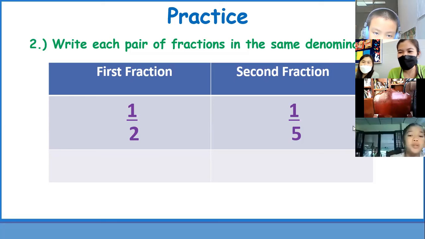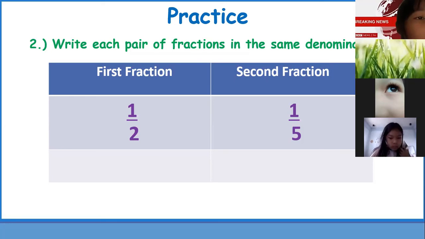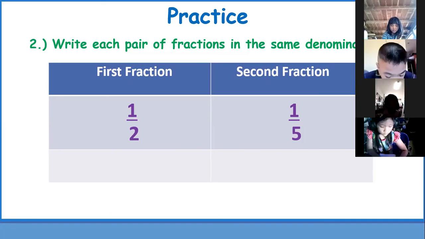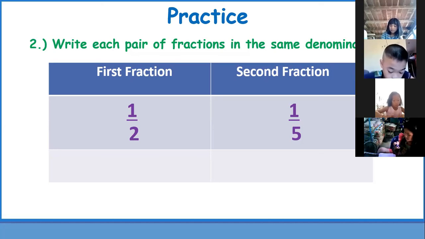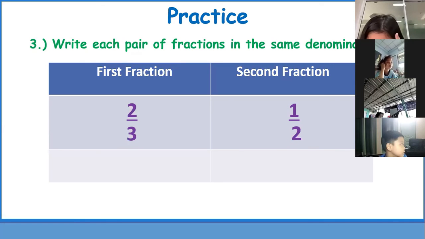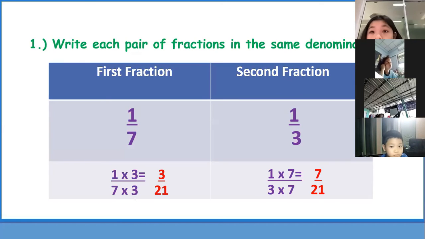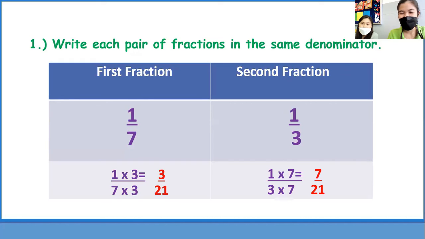So let us check your number 3 and finish. Okay. Are you ready for the answer? Now I will show you the answer. We only have 4 minutes left. Okay, you check your work. For number 1, this is the answer. Who got the answer? So 1/7 you have to multiply by 3, the denominator of the second fraction.